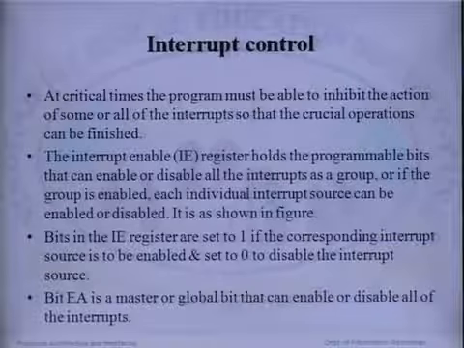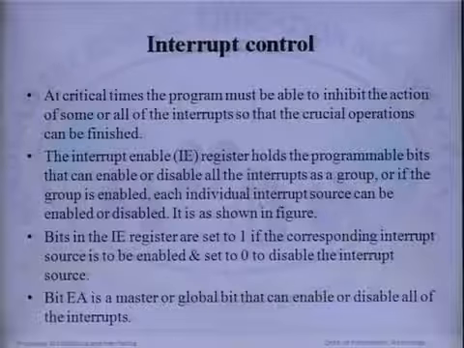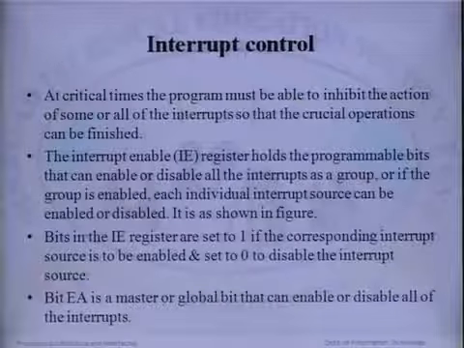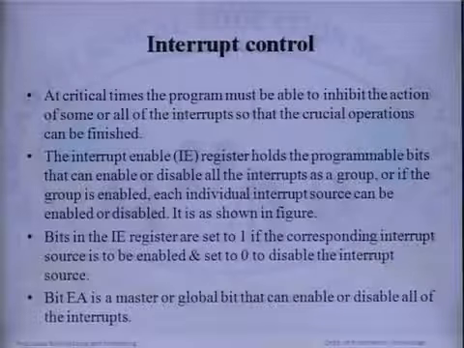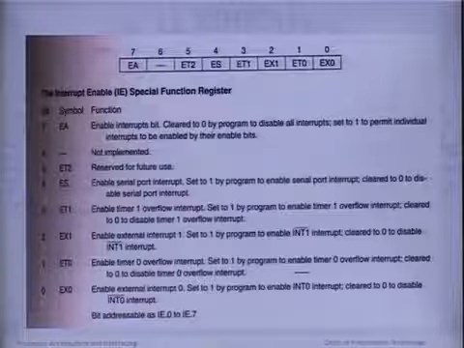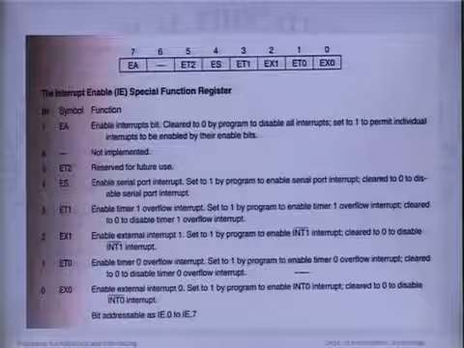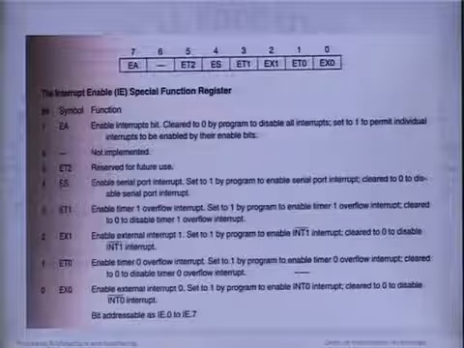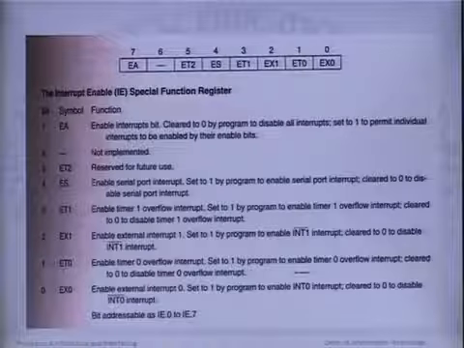Now we'll study the control for interrupt. The interrupt enable register carries out the control for the interrupt. The structure of it is shown here. We know that at critical times the program must be able to inhibit the action of some or all of the interrupts so that the crucial operations can be finished.